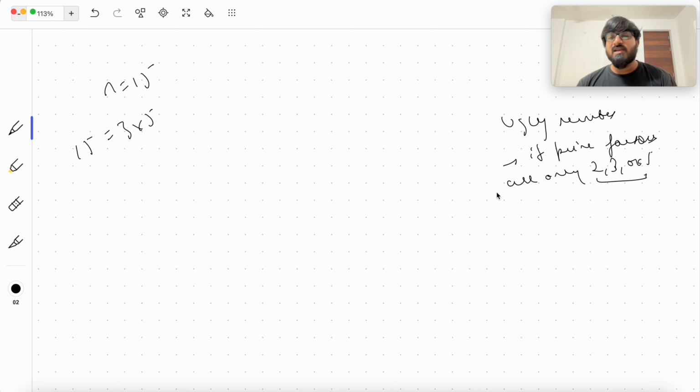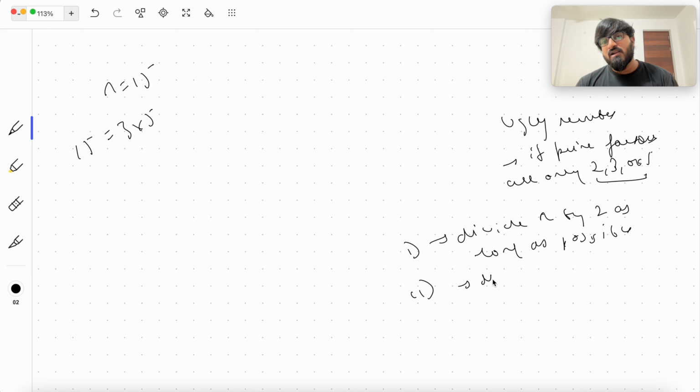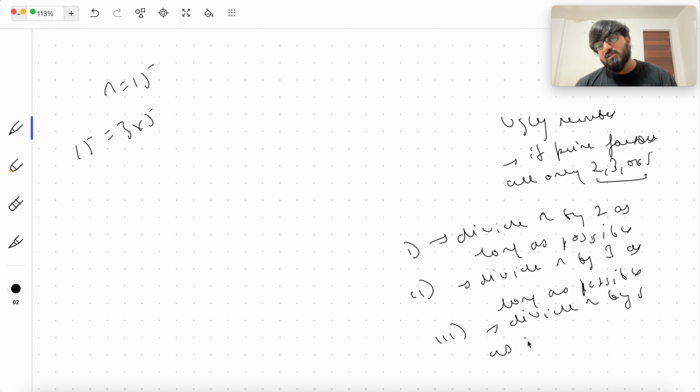Now how do we check if an integer n is an ugly number or not? First, divide n by 2 as long as possible. Second, divide n by 3 as long as possible. Third, divide n by 5 as long as possible. And after these three steps, if n remains as 1, it means it is an ugly number.